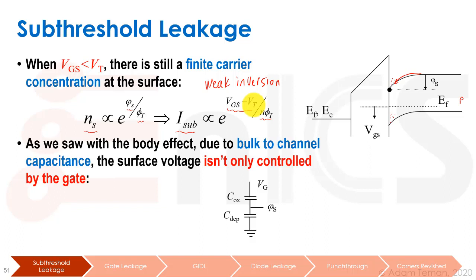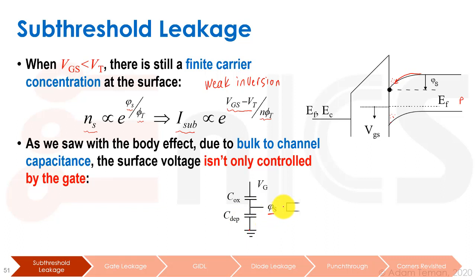Okay, so what is N? Well, we discussed N before. We saw that, similar to what we saw with the body effect, due to multi-channel capacitance, the surface voltage isn't only controlled by the gate. It's also controlled by the back gate, or by other terminals here that have some sort of capacitance, some sort of transfer function to the surface potential.